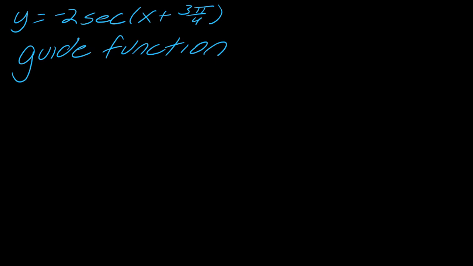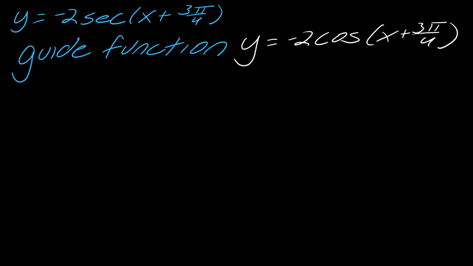So starting with the first one, I've got y equals -2 secant of x plus 3 pi over 4. In my lesson video, I talked about the big thing you need to do first with these: you really want to find the guide function. To do that, you think about secant being the reciprocal of what? It's the reciprocal of cosine, and that is your guide function. So -2 cosine. You just rewrite the whole function and replace secant with cosine.